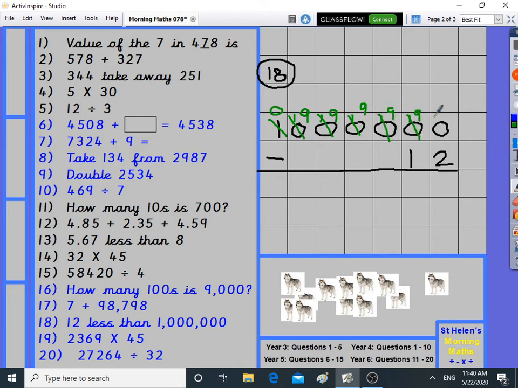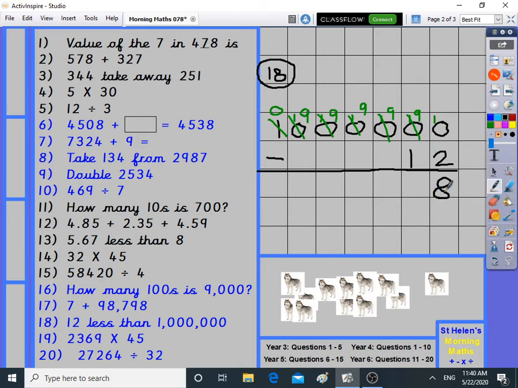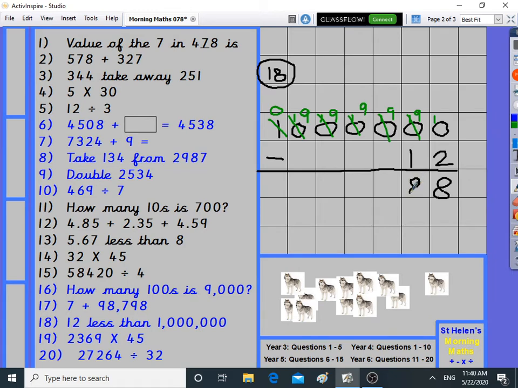Don't make the mistake of crossing out the last 10. That stays as 10. 10 take away 2 is 8. 9 take away 1 is 8. And now it's all very easy, as long as we're careful. 9 hundreds, 9 thousands, 9 ten thousands goes on, 900 thousands goes on. There's nothing left in the millions column.